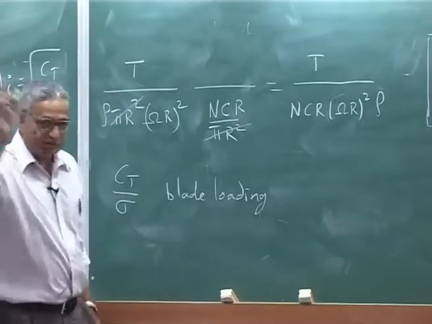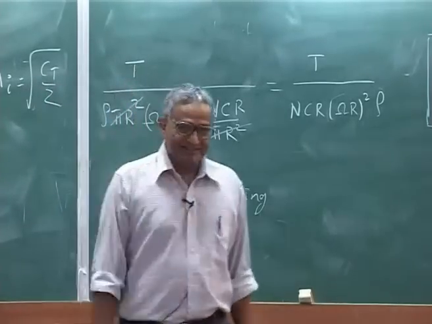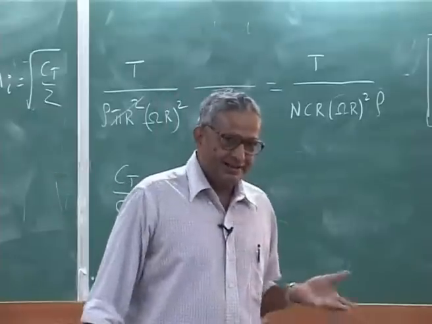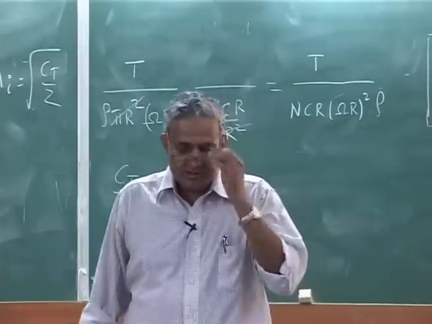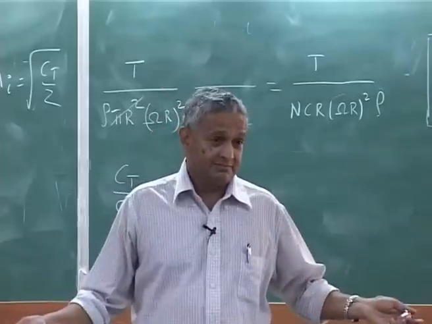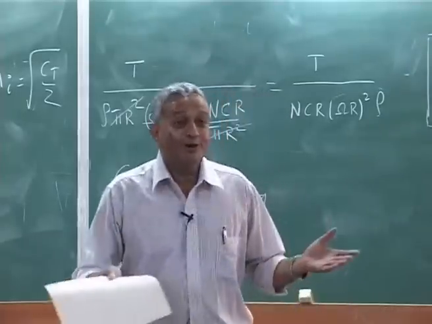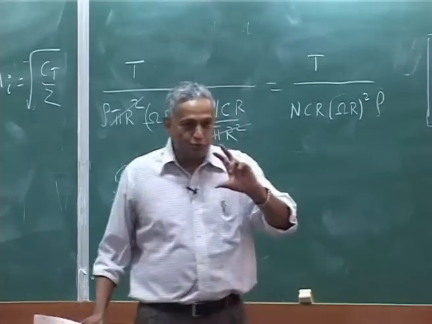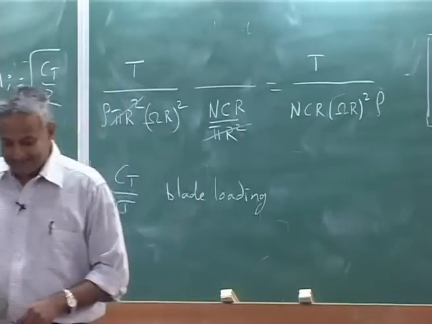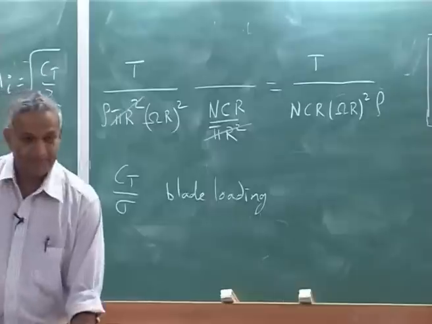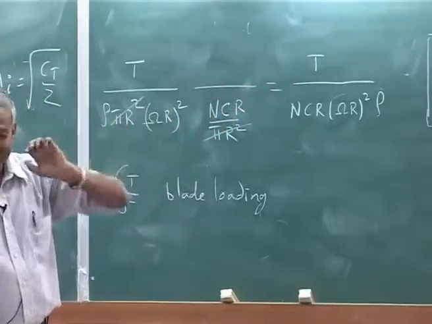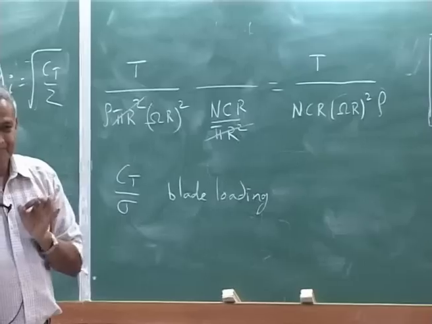You saw disk loading. Disk loading was T over A. Then you saw power loading. Now this is blade loading. It also tells you how much each blade lifts, how the load is shared by the blades. So, you see two non-dimensional parameters giving you the pitch angle of operation of the blade in hover. That is the critical thing.